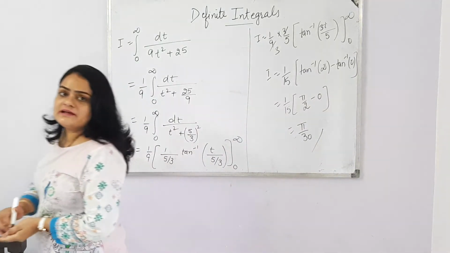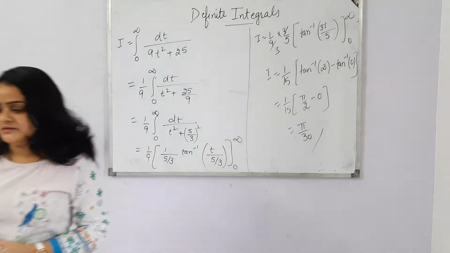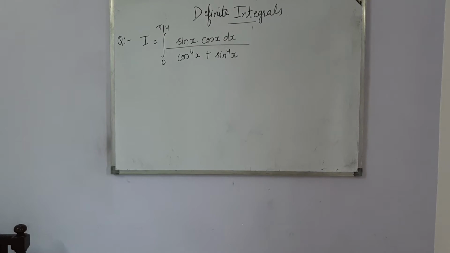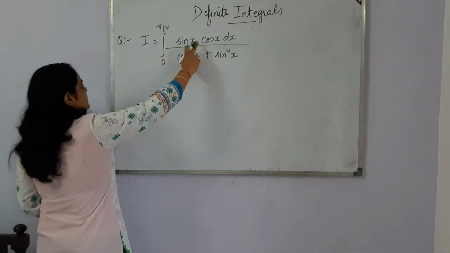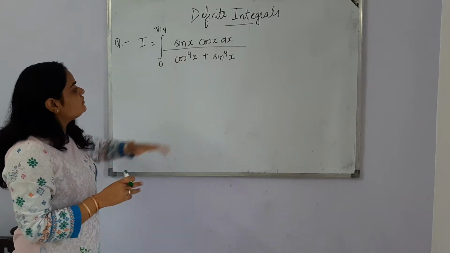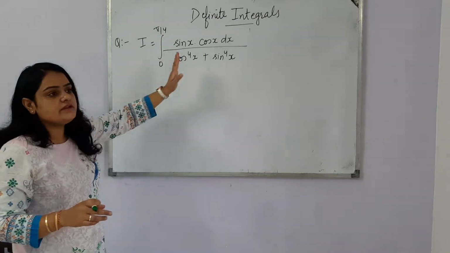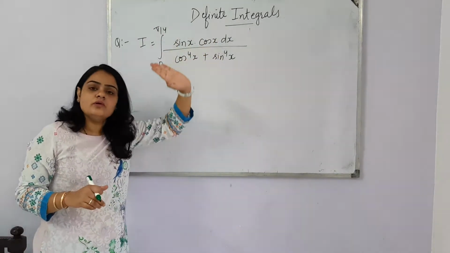Hope the question is clear. Let's do one more question. Now the next function is sin x into cos x whole upon cos 4x plus sin 4x, and the limits are 0 to pi by 4, and we need to find the integration with respect to x.